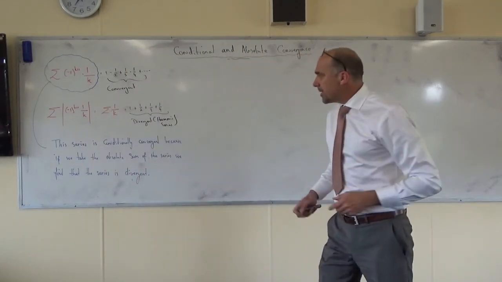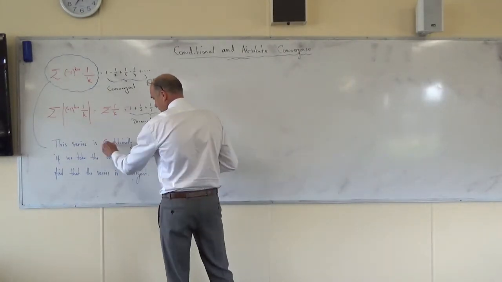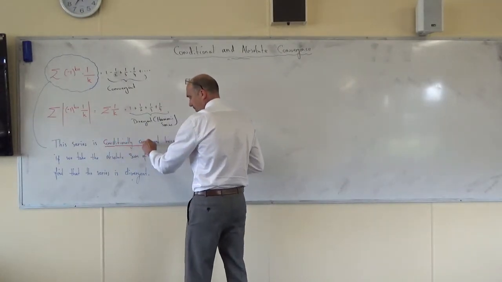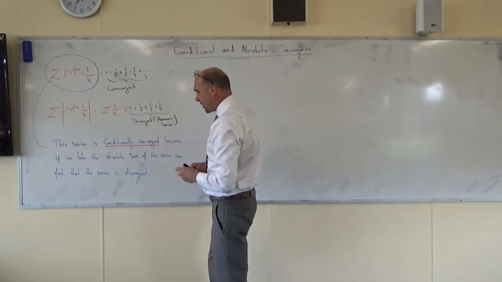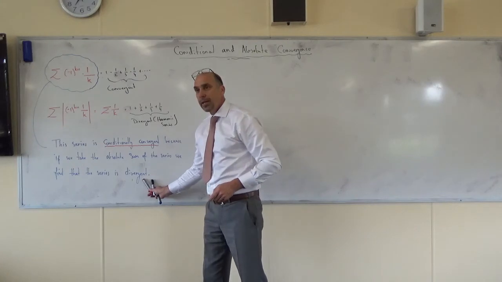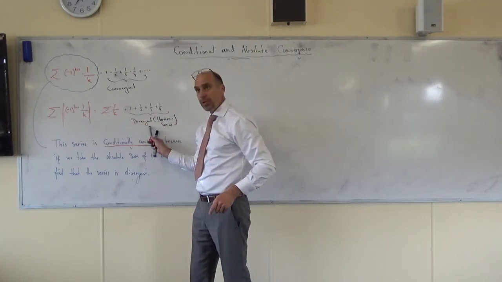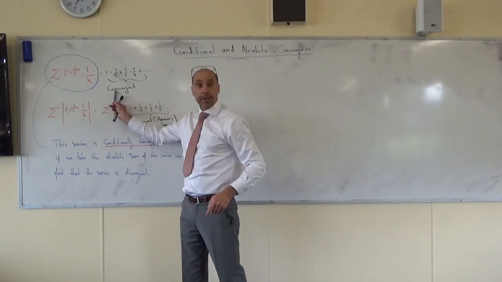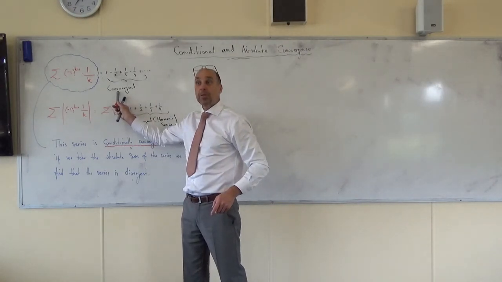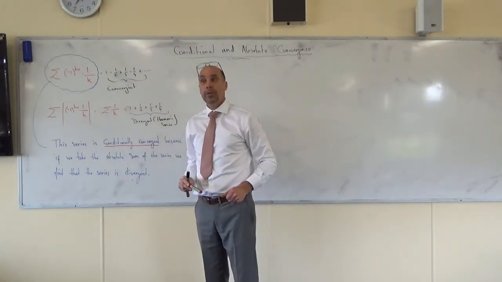This series is conditionally convergent, because if we take the absolute value of the series, we find that the series is divergent. So when the absolute value is divergent, but the original series is convergent, then we have a special name. What do we call this? We call this conditionally convergent.